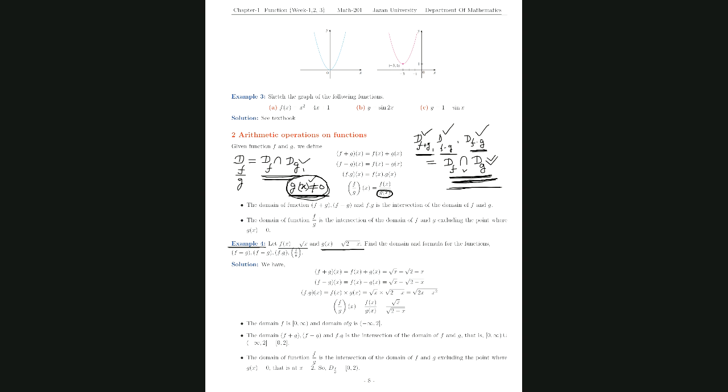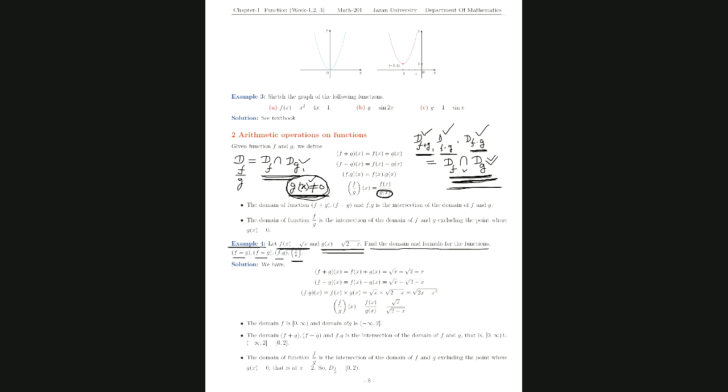Okay. Now look, see the question, then it will be clear. Here, function f(x) equals square root of x and function g(x) equals square root of 2 minus x, and find the domain and formula for the functions f plus g, f minus g, f times g, and f over g. You have to find this. Okay. So look, here what?